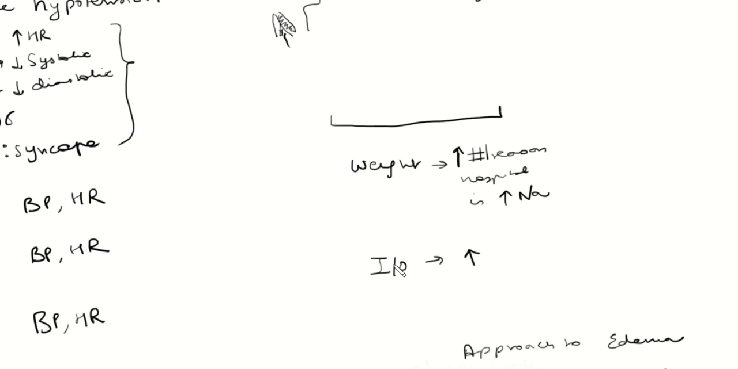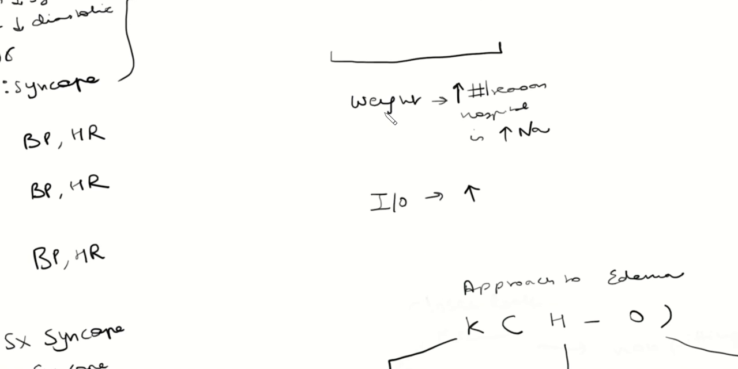There's a couple of other things which one can do, which is increased weight. When a patient's weight is taken, the number one reason in the hospital for weight gain is actually increased sodium. So that's a very interesting concept. That's why we weigh our patients as much as we can. And then intake and output.